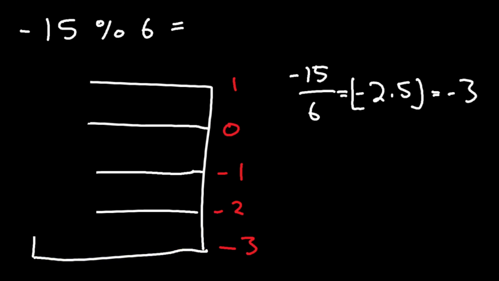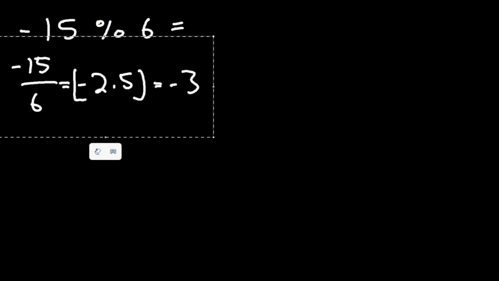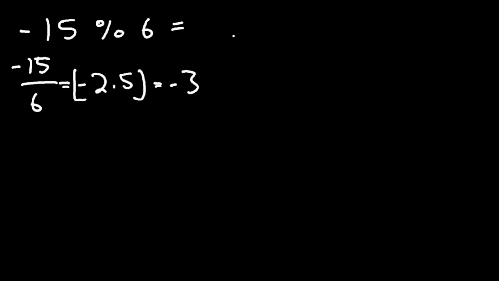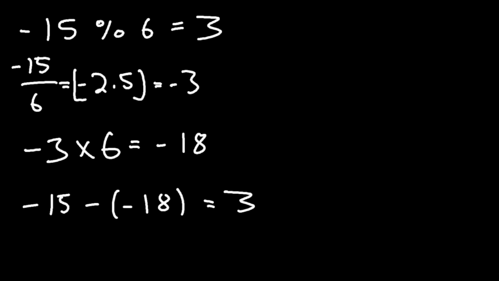But let's continue. Let's continue on with the problem. So we have negative 3 now. Remember, what do you do with negative 3? Well, you multiply negative 3 by 6 to get negative 18. And what's next? Well, remember, you subtract this with this. So we have negative 15 minus negative 18. And what did we get here? It's 3. Therefore, negative 15 mod 6 is 3.